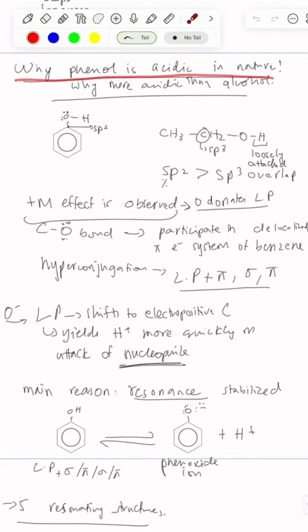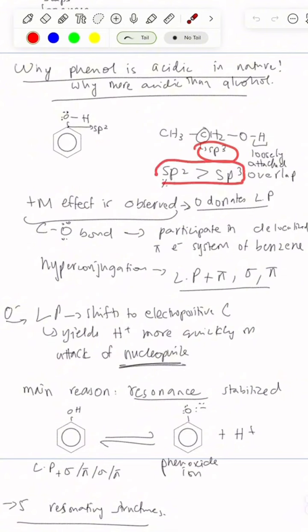Why is phenol more acidic in nature, and why is it more acidic than alcohol? As I've drawn the structure of phenol over here, the carbon attached to the benzene ring is sp2 in nature because it is forming a double bond with the adjacent carbon atom. But over here, the alcohol has a carbon which is sp3 in nature.